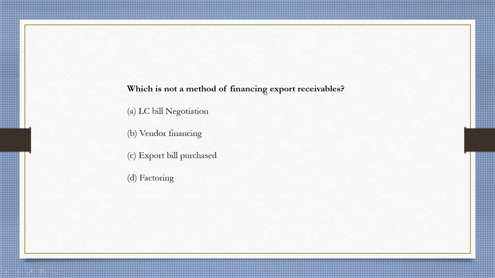Which is not a method of financing export receivable? LC bill negotiation, vendor financing, export bill purchase, factoring. Let's see the correct answer. Correct answer is B, vendor financing. So this is not a method to finance. Other methods are used: LC bill negotiation, export bill purchase, and factoring.